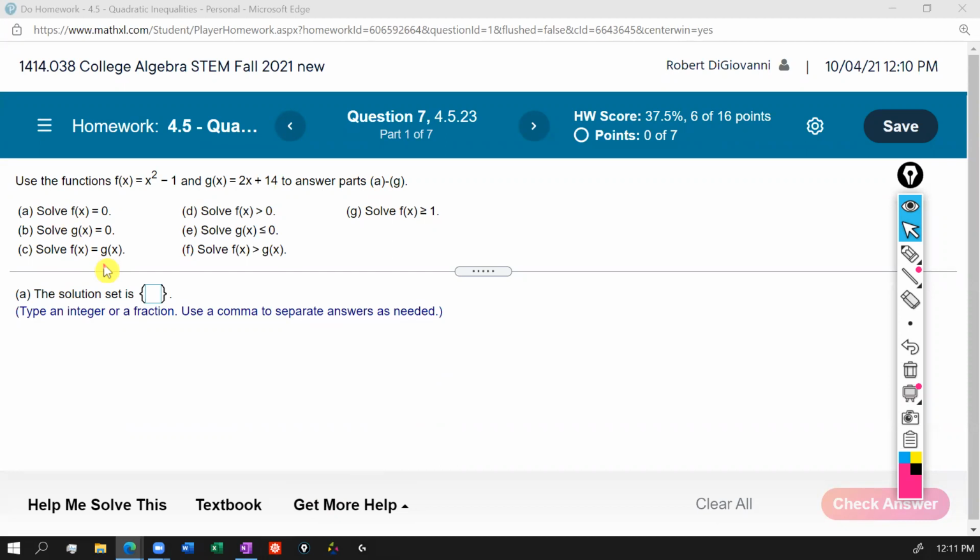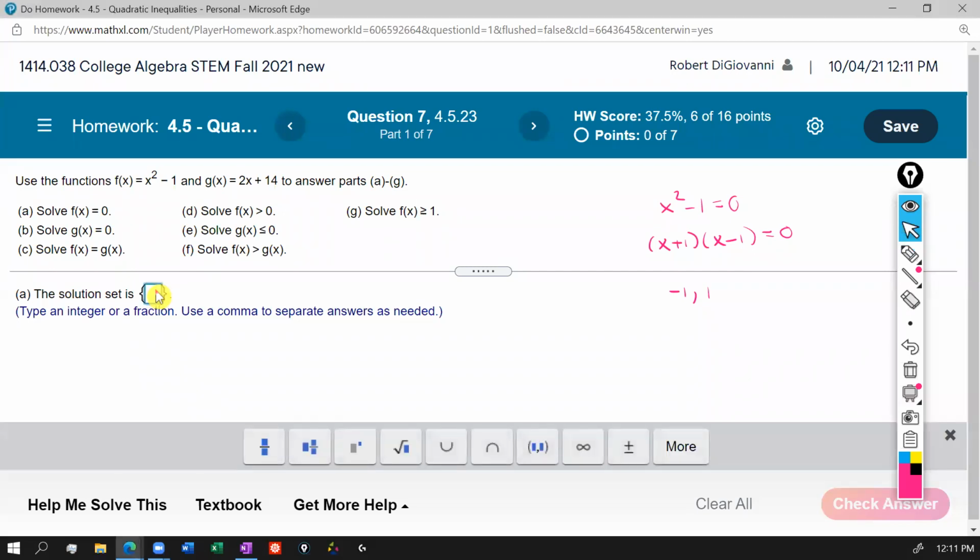So we're going to take the original function f, set equal to 0. I'm going to factor that as a difference of squares and get two answers, negative 1 and 1. So my answers here are negative 1 comma 1.